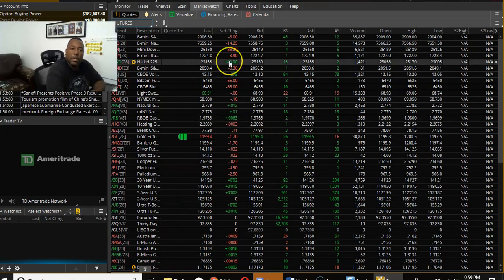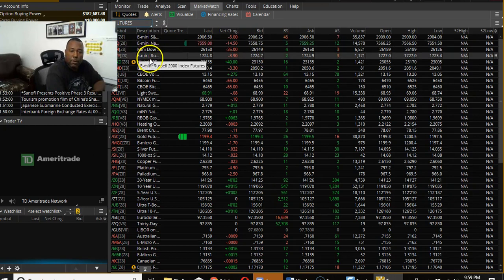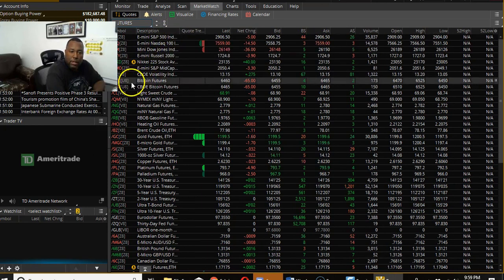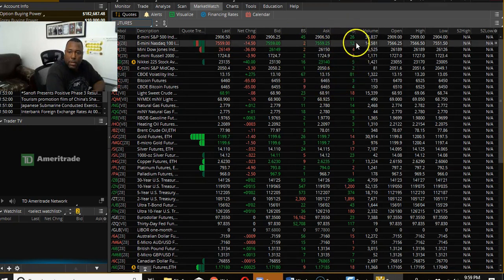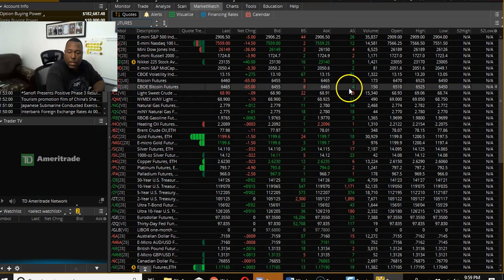So for this demonstration, we're going to go over futures, because what we're looking at is Bitcoin futures, which is right here. The symbol for that is /BTC. It's saying it's changed $65, so it's actually dropping right now. You have the bid and the ask, people buying and selling orders. You also have these CBOE futures here. These are the futures that we'll be looking at.